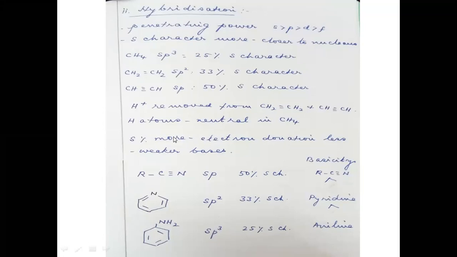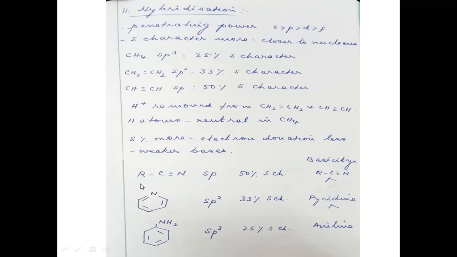So when S character increases, what happens? Electron pulling increases. So electron donating capacity decreases. See, you should thoroughly understand this particular point. When S character increases, it attracts the shared pair of electrons towards itself. So its ability to donate the electron decreases.